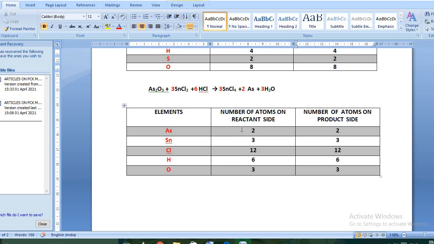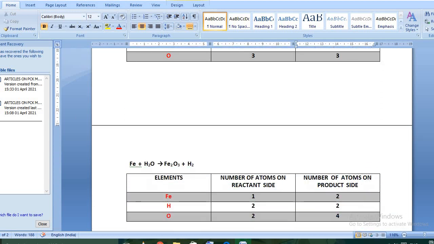So oxygen is balanced. Now 3 Sn, here also 3 Sn. This is balanced. Then 6 chlorine here and 12 chlorine there. So here 4 into 3, 12. Chlorine is also balanced. 6 hydrogen here, and here also 3 into 2 is 6 hydrogen. So hydrogen also got balanced. So this is one of the balanced chemical equations.